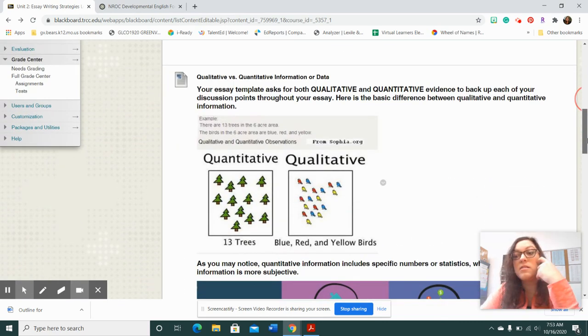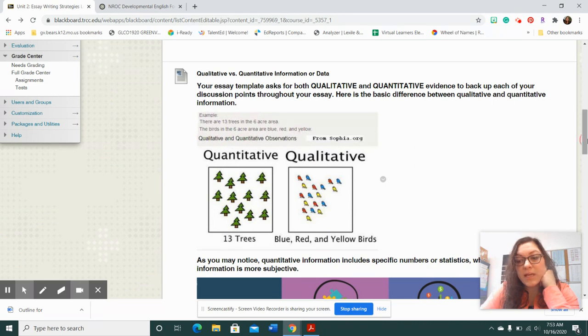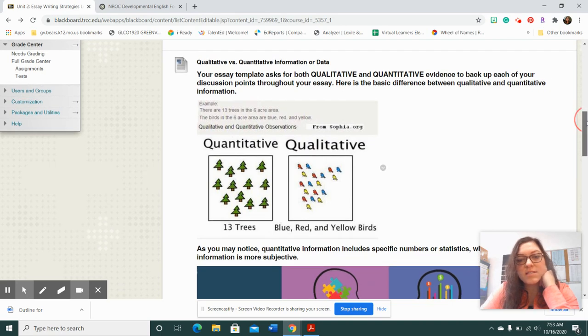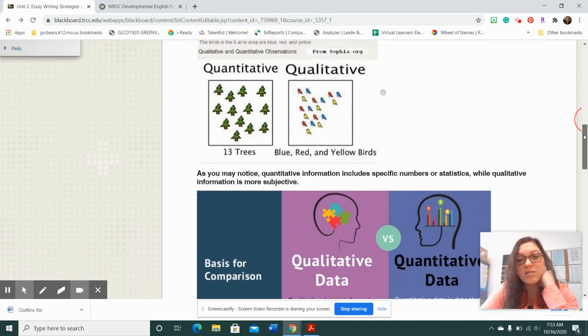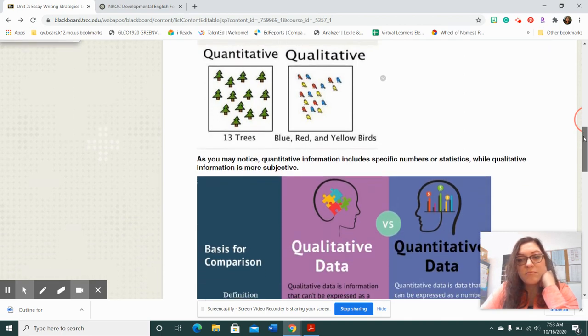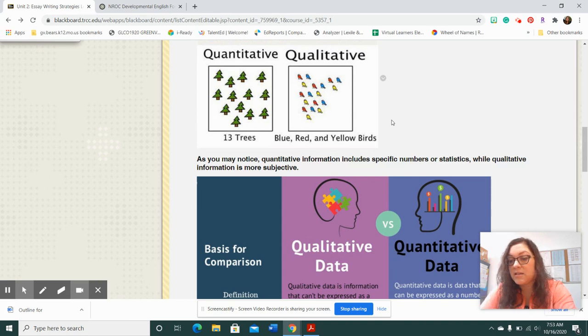Okay, and then I also added this whole section that explains the difference between quantitative and qualitative information because your outline asks for that. So quantitative facts are specific statistics, things that have numbers related to your topic. Qualitative are more descriptive things like saying that something is more aesthetically or visually appealing than something else, that would be qualitative.